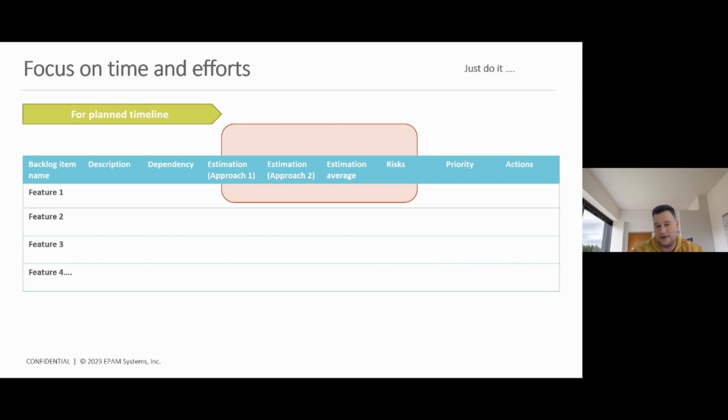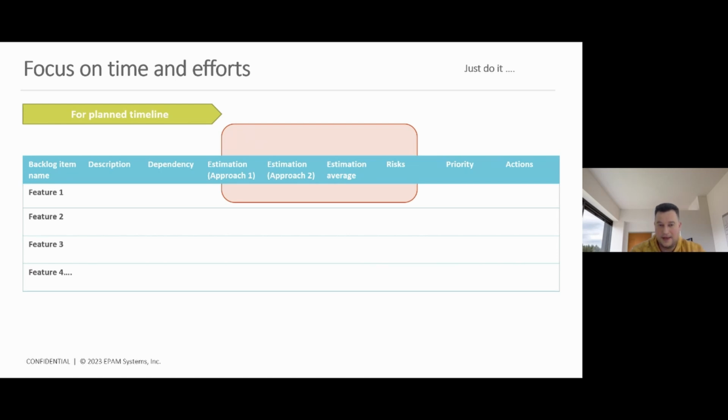As you can see, guys, you have the simple table structure. Backlog item, nothing new. Description, short description. Maybe some dependencies between the features, and you have the estimation approaches: estimation 1, estimation 2, estimation average column, risks, priorities, and actions. That's all that you need to use in your practice to make the best estimation.